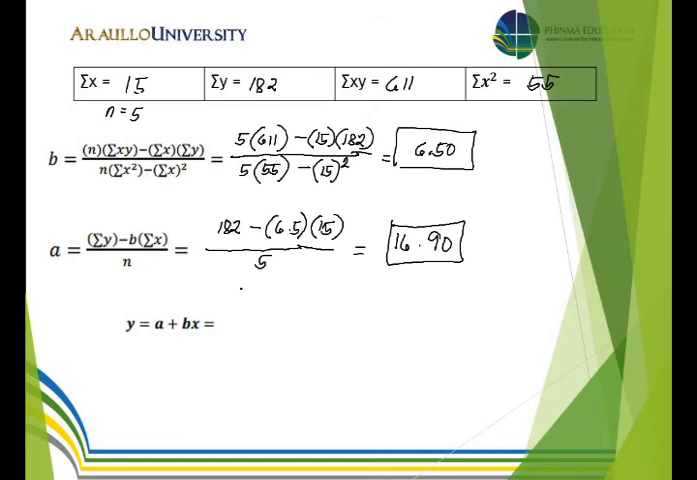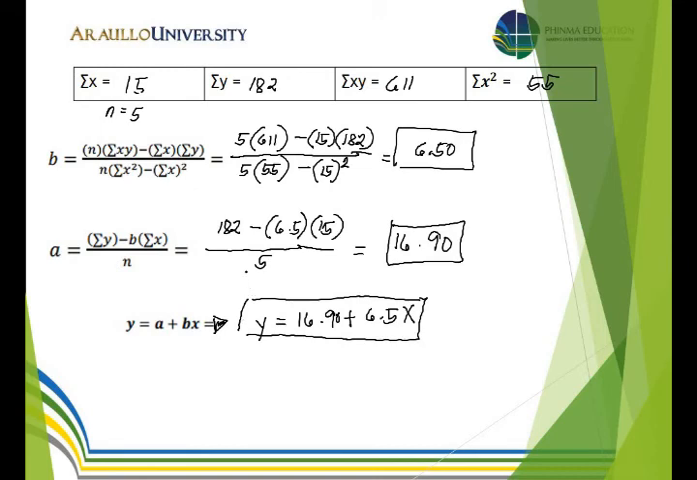So we have the equation y is equal to a plus bx, and then substitution. The value of a is 16.9, plus the b, which is 6.5x. So this is our regression equation. We will use it to predict how many members they will have 5 years from now.